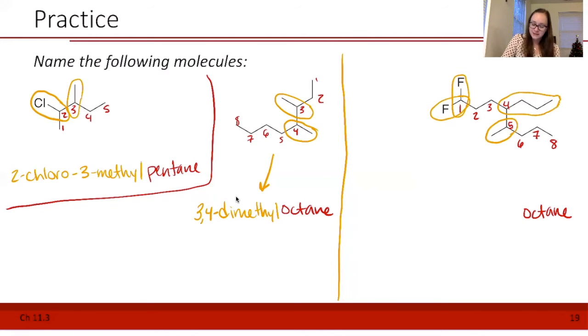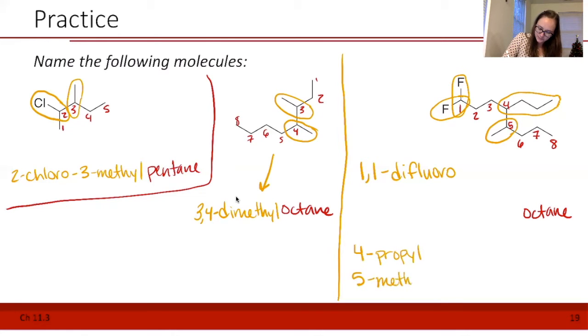So let's list these out and then put them in order. We have at carbon 1, 1, 1 difluoro, because we have 2 fluoros. We also have 4, I'm going to put down here, 4 propyl, and we have 5 methyl.